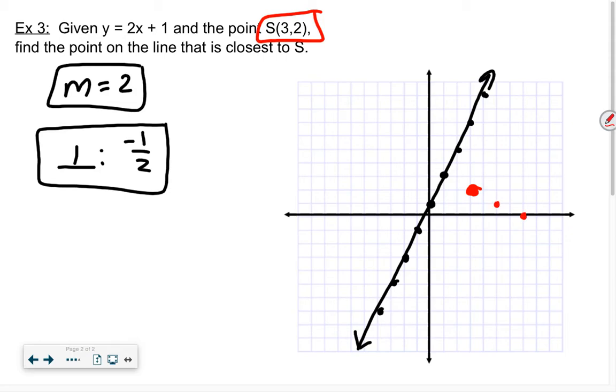Down 1, right 2. And obviously to find that distance or to find that point, I need to go in the opposite direction. So up 1 over 2, up 1 over 2. Here is the segment that I needed to do that. And one more time, it says to find the point on the line that is closest to that. Well, we fell right on that line, or right on that point, there at (1, 3).